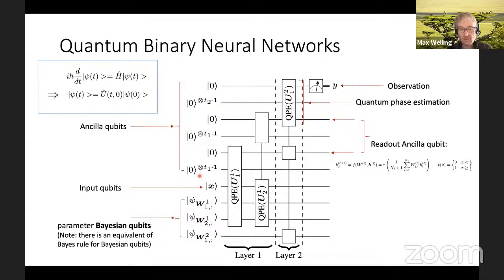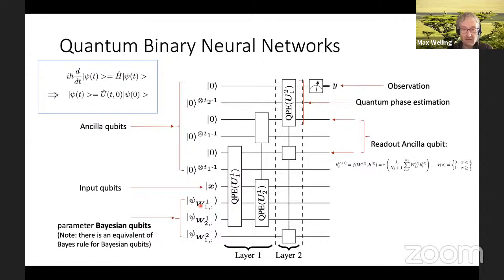So the first thing is we're going to input a quantum state X, which, if we think of this as a binary state, corresponds to their input image. Now, this is a field of qubit states. And then we're also going to need a whole bunch of bits for the parameters in our neural net. Now, to make our lives easy for this paper, we're going to use binary weights.